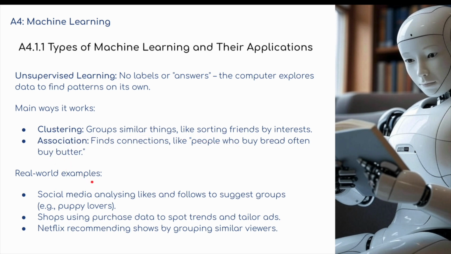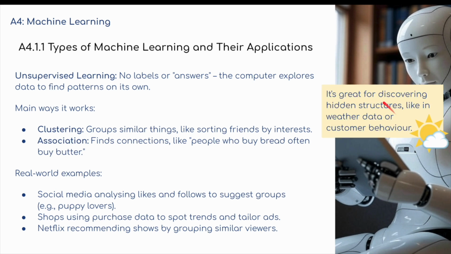Again, real-world examples might include social media analyzing likes and follows to suggest groups, e.g. those who like dogs might suggest puppy lovers, shops using purchase data to spot trends and tailor ads for potential customers, and Netflix recommending shows, grouping similar views to what maybe other viewers have been watching and following similar trends. It's also great for discovering hidden structures like weather data or customer behavior.